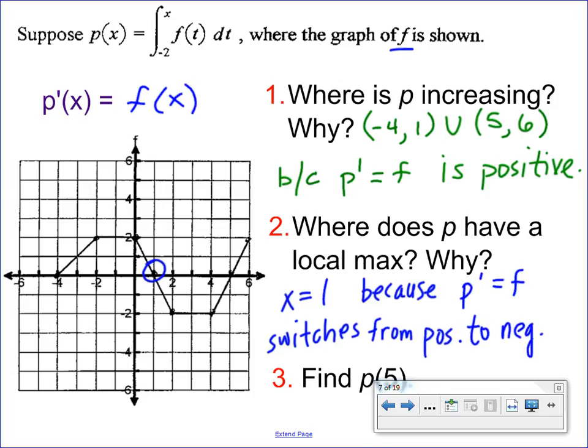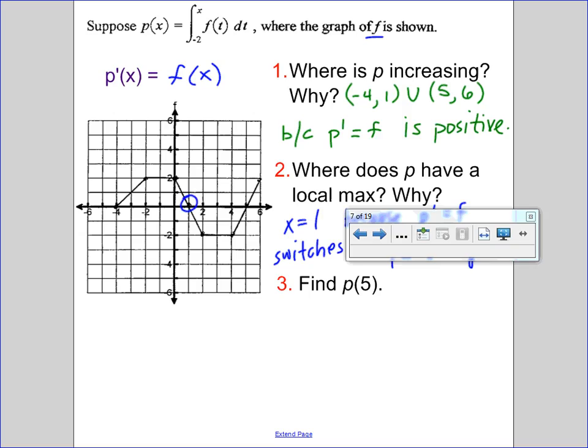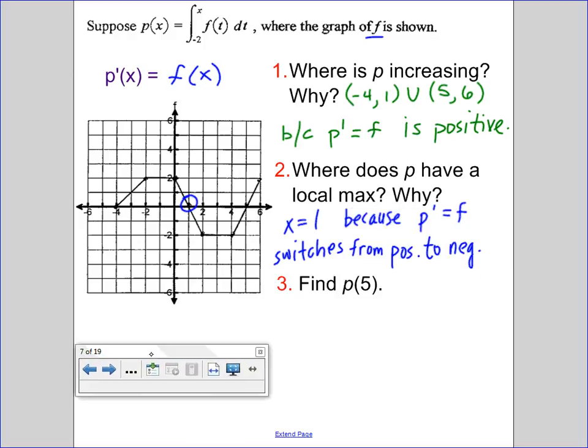Awesome. Can we find p of 5? Well, I hope so. We're given a function definition for p, defined to be the integral of the area accumulated from lower limit -2 scanning to upper limit x of my integrand function whose graph is shown. So I'll simply start at my lower limit, in this case -2, and I'll scan up until my upper limit 5, accumulating area as I go.